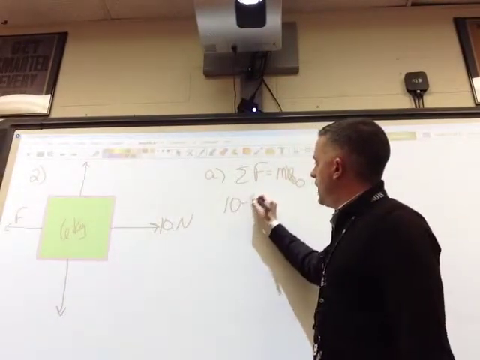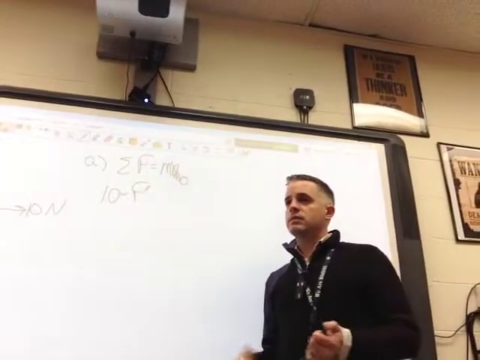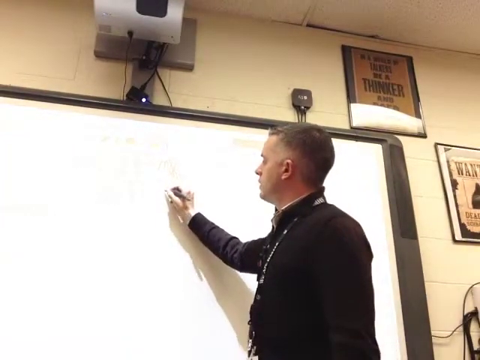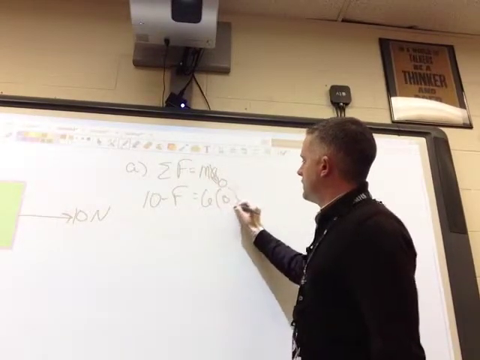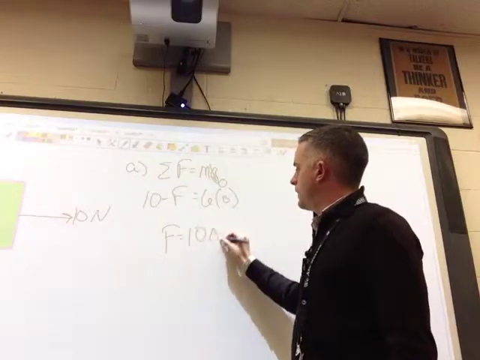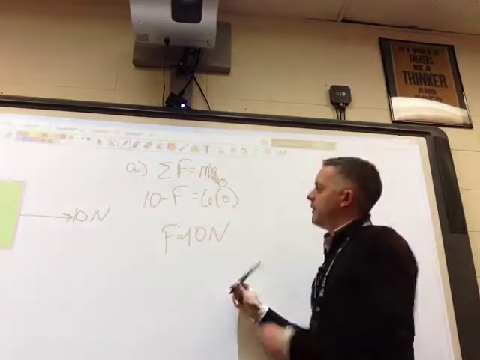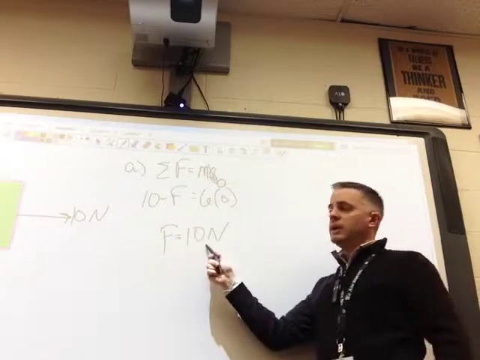So we've got 10 minus F, correct? Make sense? And that's equal then to our mass of 6 times 0. So if we're going to have an acceleration equal to 0, so it's going to move at constant velocity, we need F to equal 10.